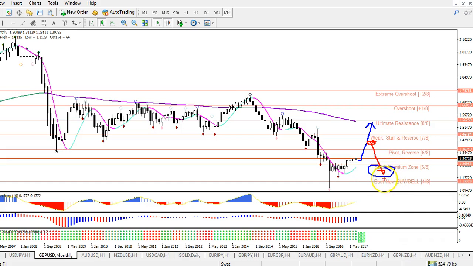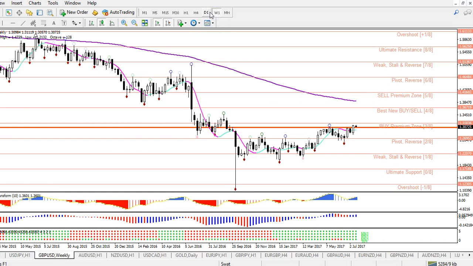Will it break through the support? Then we're definitely in a downtrend. If it bounces, if there's a choppy move and there's a bounce, then there's a bigger reversal going on. So those are the key levels, I think, for the long-term perspective of the pound.